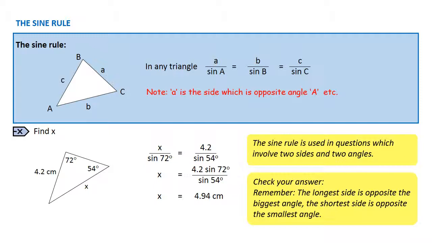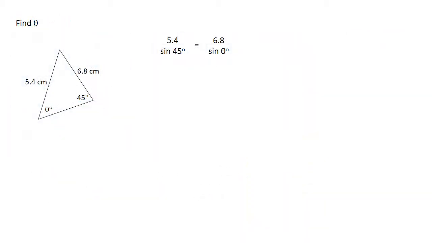Here's a second worked example. In this one, we have to find an unknown angle, but we'll set it up the same. So 5.4 over the sine of 45 is equal to 6.8 over the sine of angle theta.